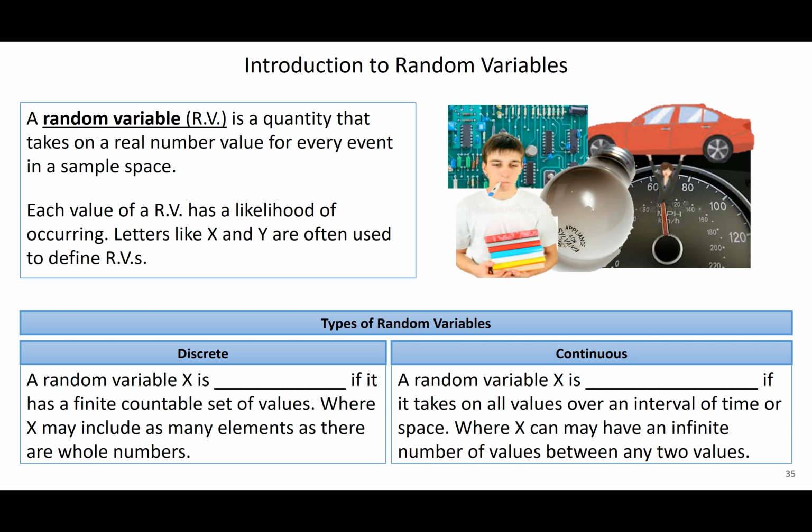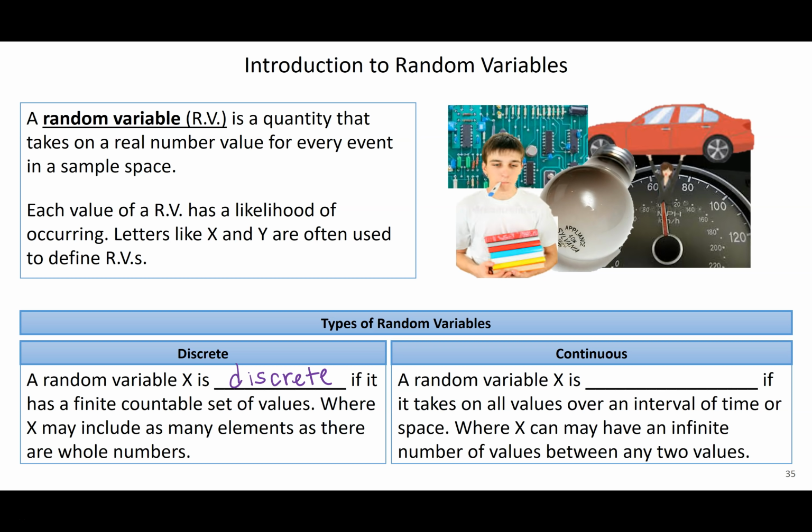So there are going to be two main types of random variables we look at. Discrete is what we look at here in week 1. A random variable is going to be discrete if it has a finite countable set of values. Typically these are going to be non-negative integers, 0, 1, 2, 3, 4, and it might have a cap, it might not. It totally depends on how it's defined. But yes, typically it's going to be non-negative integer values.